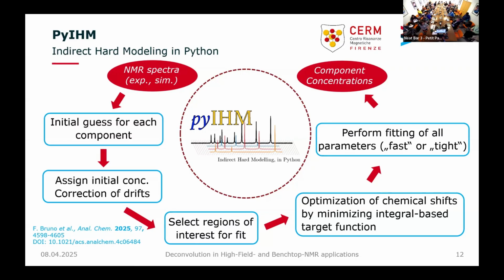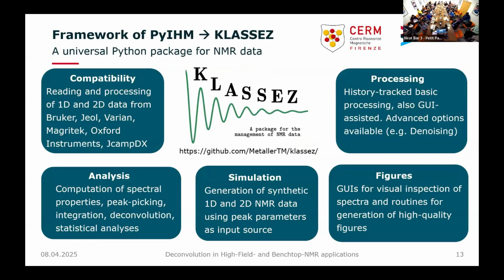And this was done within a package called Klas, which is a Python package that you can download for free from GitHub. It's very versatile when it comes to raw data compatibility, so you can include all kinds of different data sets from manufacturers. You can do some basic but also advanced processing. It started a bit with denoising of data and 2D data in solid state, but then it grows and grows, so it's still in development. And it's very, very well documented.